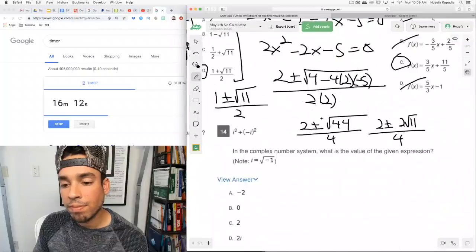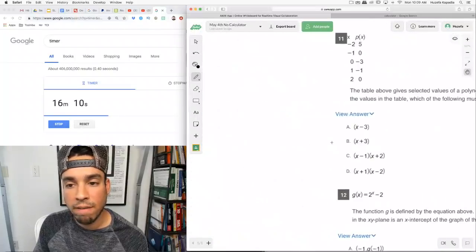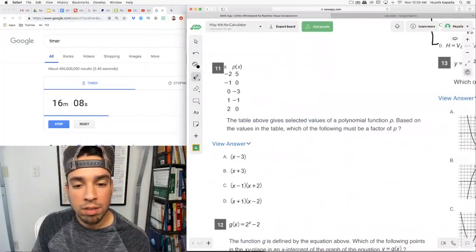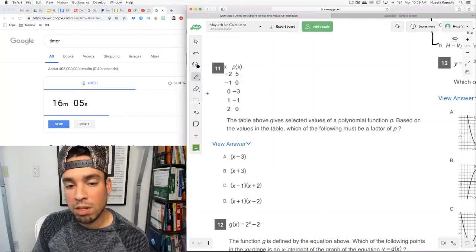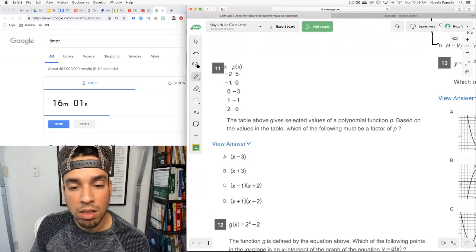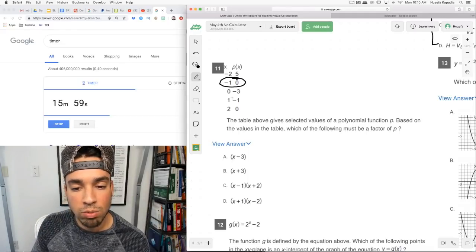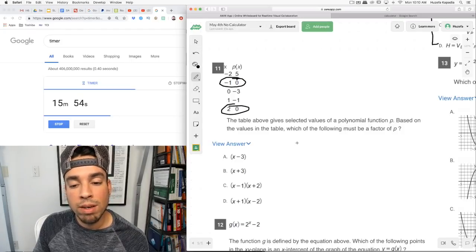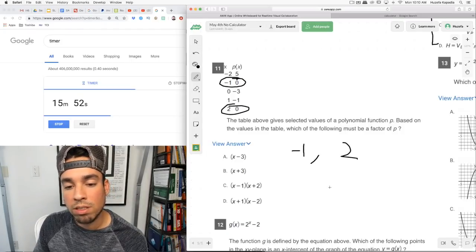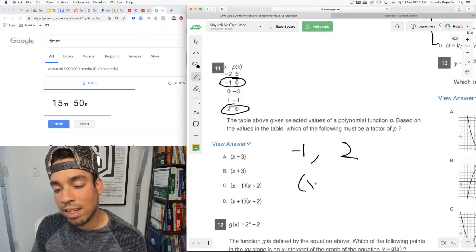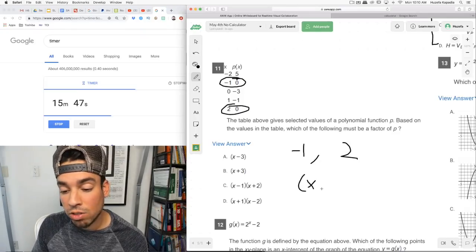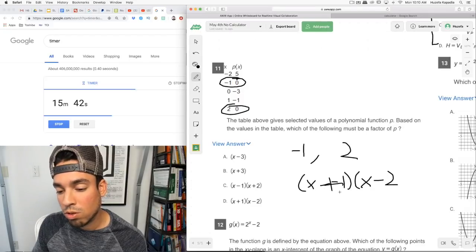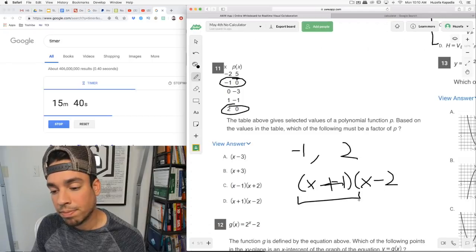Okay. Now we're on to 11. P, an x table gives value polynomial function based on the value, which of the following must be a factor of p. Now look, when we're asking questions like this, we want to look for the zeros for y, not for that one. We don't care about that one. So that means we have a 0 at -1 and +2, which means that x minus these guys are factors, okay? So x minus -1, x minus 2, this turns into a plus, of course. So these guys are both factors.